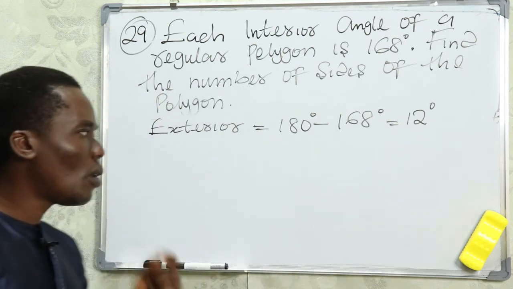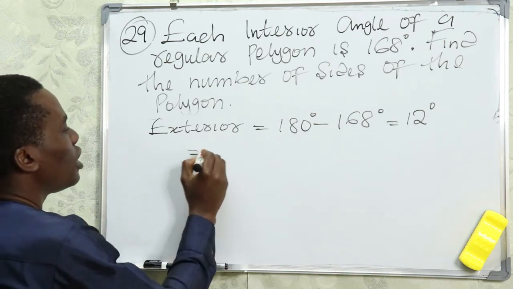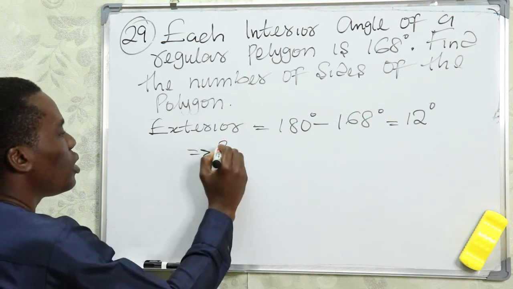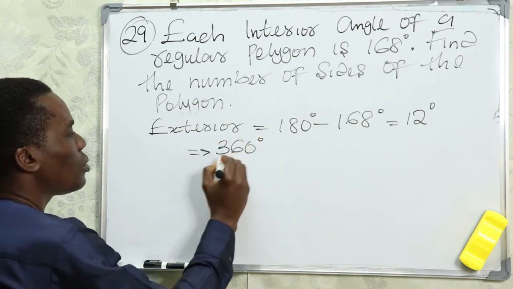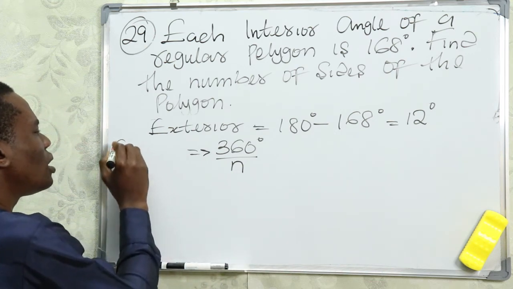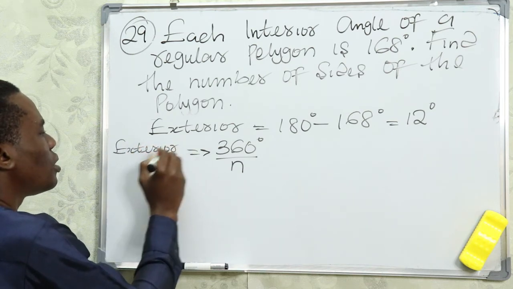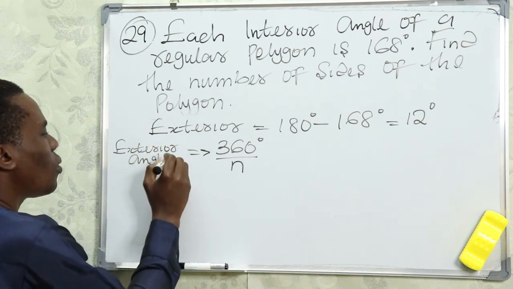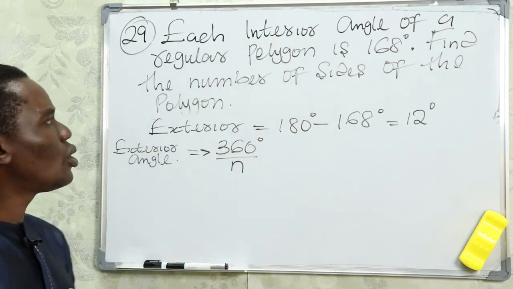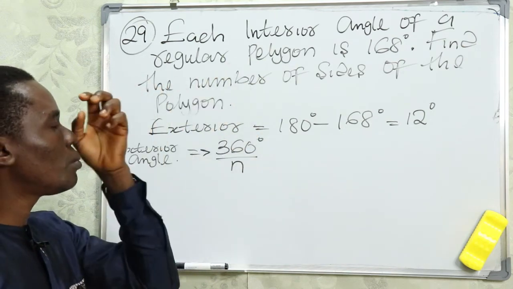And recall that the exterior angle of a regular polygon is 360 degrees divided by the number of sides. So if I'm looking for the exterior angle of a regular polygon, the exterior angle is equal to this. So if we look at the exterior angle of this polygon, we'll come to see that we can find the number of sides of this polygon.